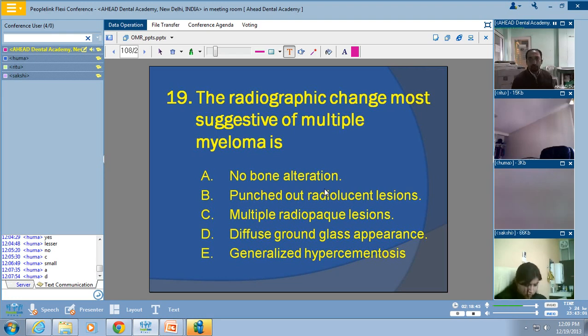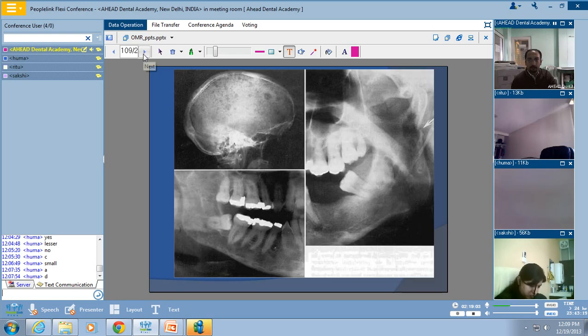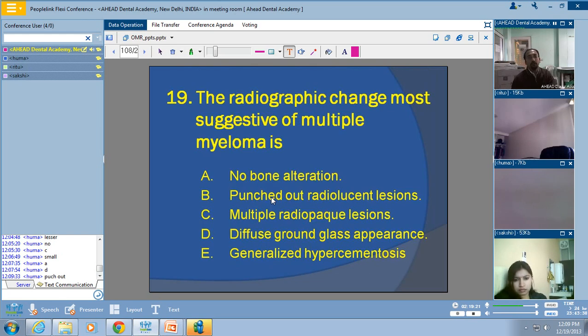Is there a bone alteration in this or not? So what happens in multiple myeloma? This is an image of multiple myeloma. Can you make out the sharp radiolucencies present in the lateral skull? We have certain radiolucencies which are again the trademark. We have multiple punched out radiolucencies. So it's a very standard answer, choice B. Remember the words multiple punched out radiolucent lesions. Your answer without any doubt should be multiple punched out radiolucent lesions.